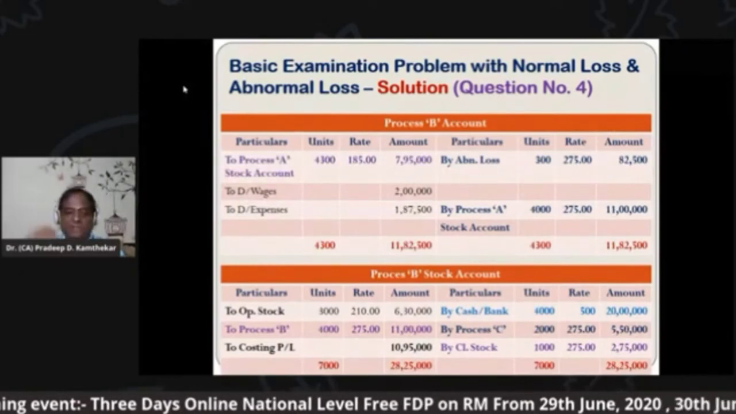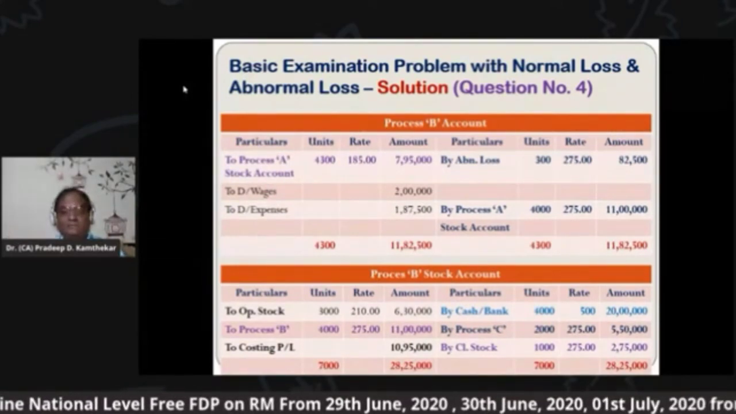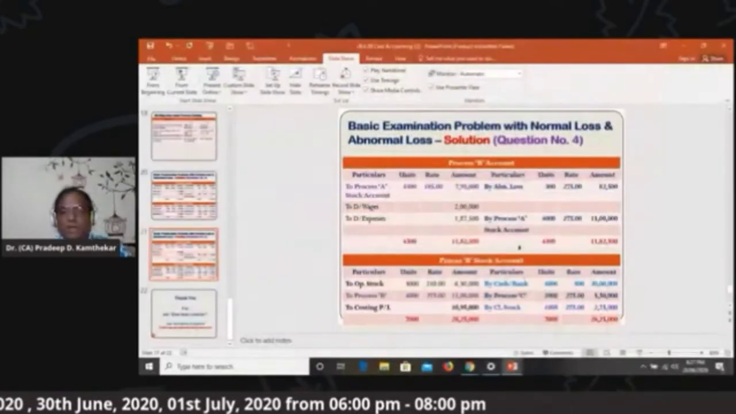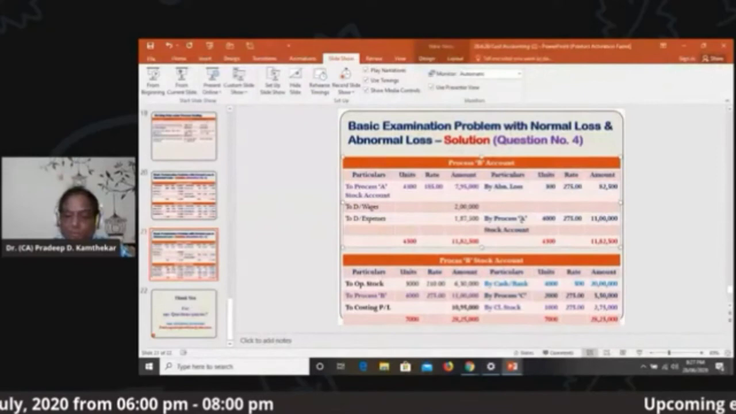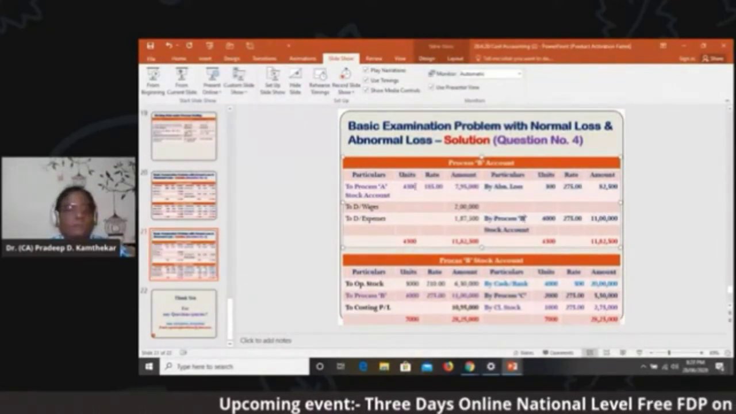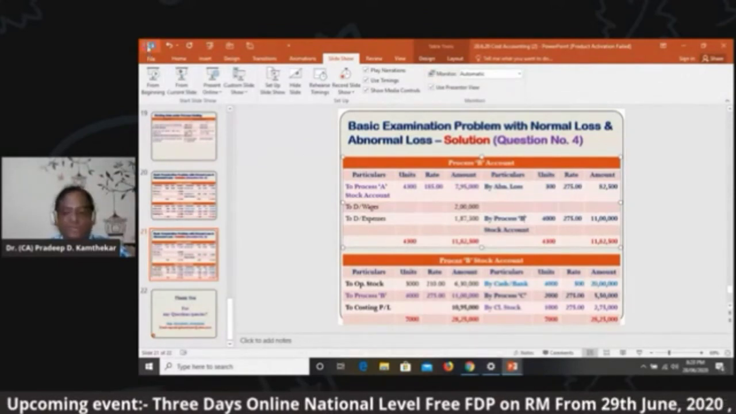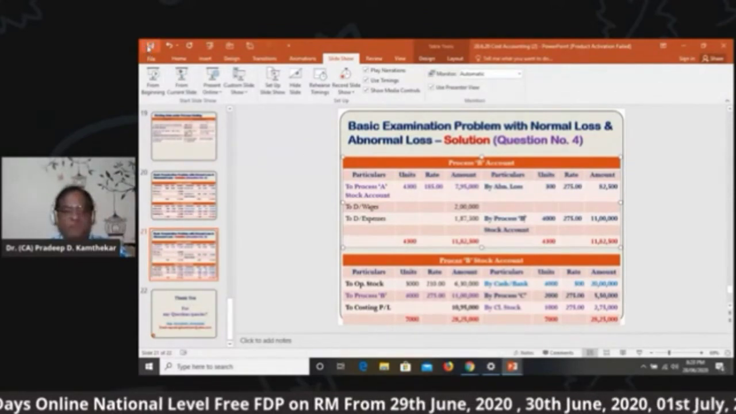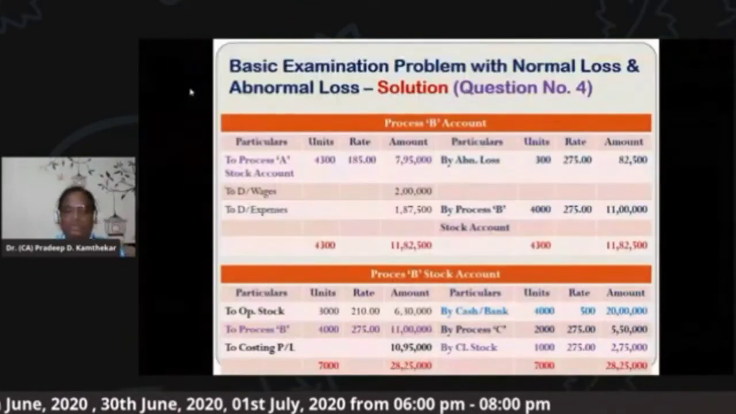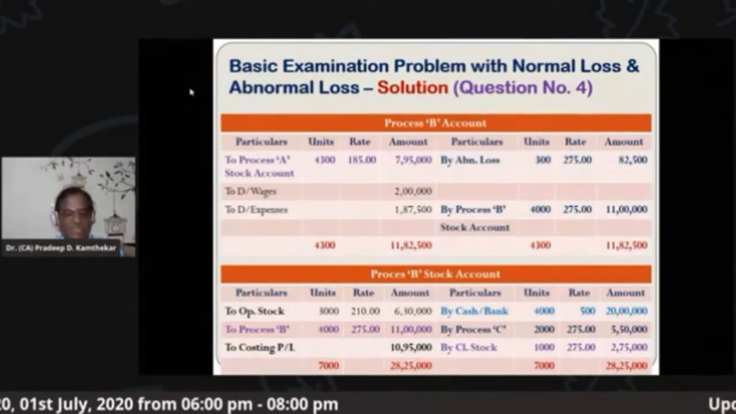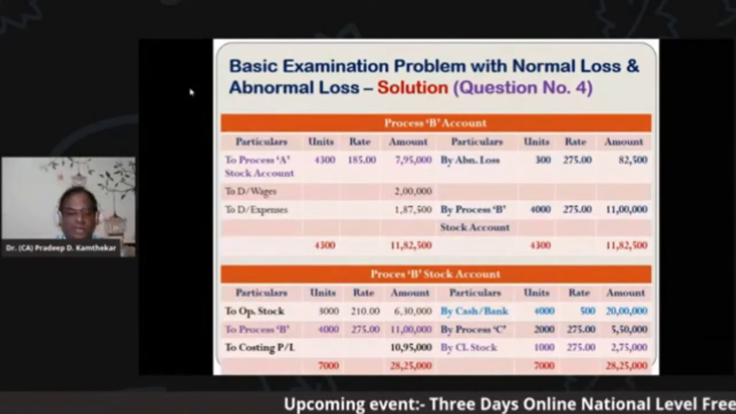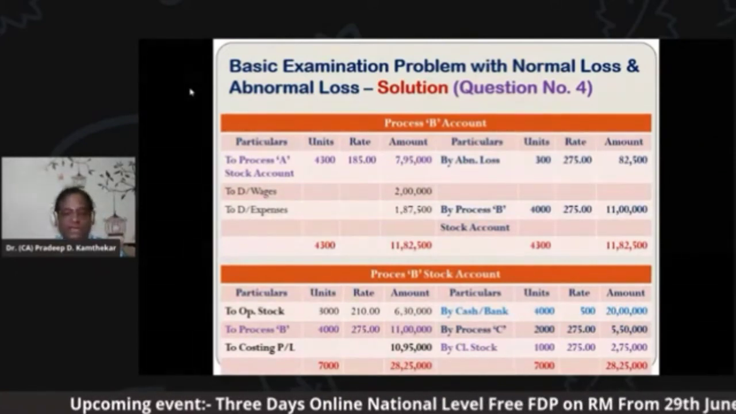You can see here the output of process B is transferred to process B stock account. We'll actually wind up in the next 5 minutes. So the output of process B, 4,000 units, is transferred to the process B stock account. That is in the second line, you see 4,000 into 275. Opening stock is already given in the problem, 3,000 into 210.